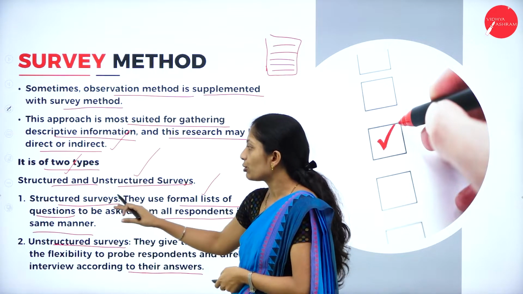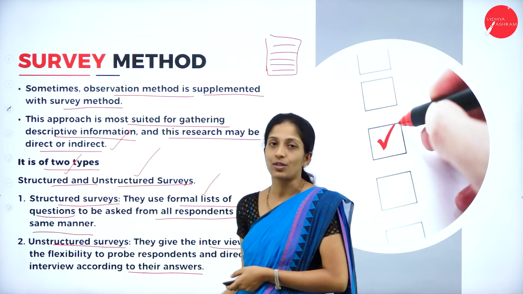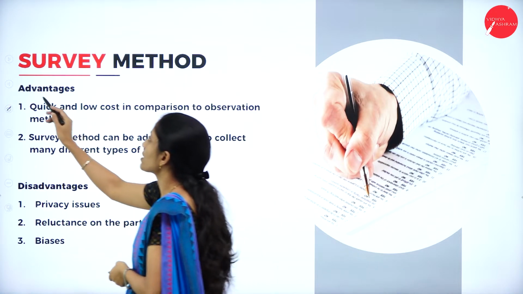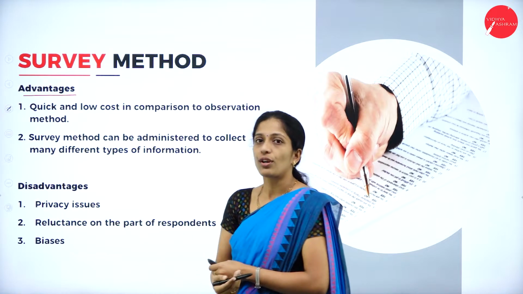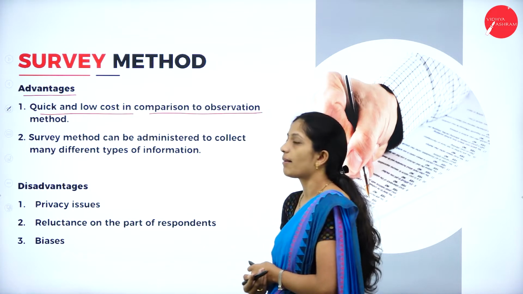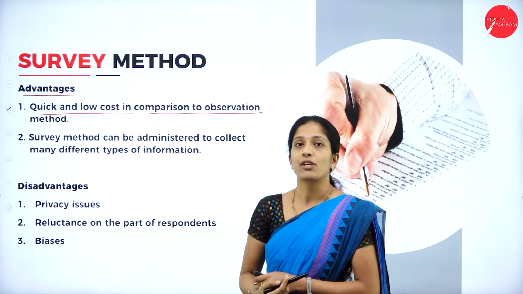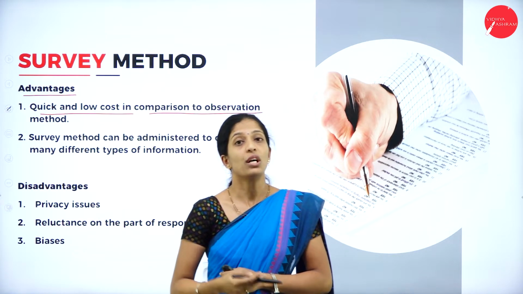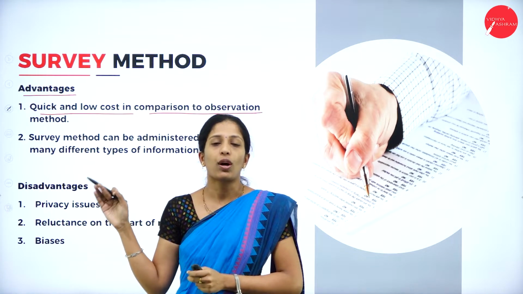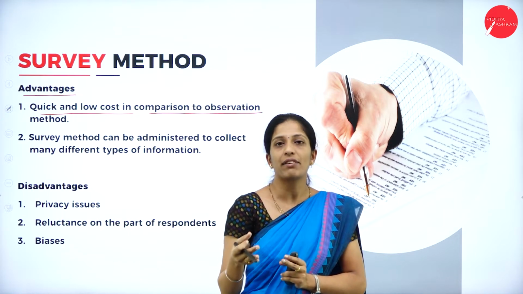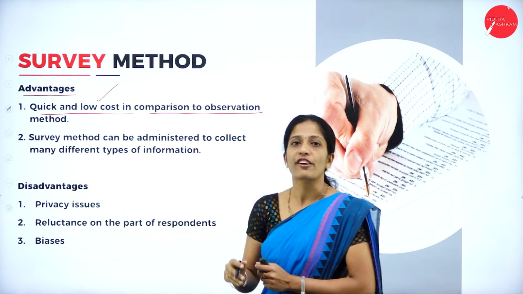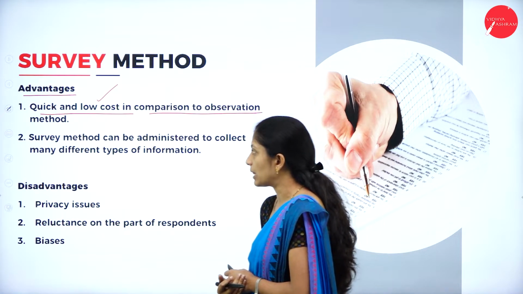So, hope you are clear with the two types of survey: structured as well as unstructured survey. Now, let us see the advantages of the survey. The first one is that it is quick and low cost in comparison to the observation method. Through the observation method, the observer has to keenly observe each and every activity. But in case of a survey, immediate answers will be given by the respondents. So, it is quick and also low cost when compared to the observation method.